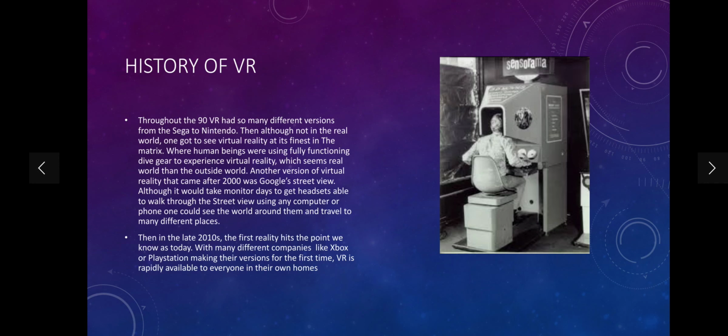Then, at the turn of the millennium, Google made their Street View, and although it wasn't used with goggles or controllers, it gave the sense that someone could travel anywhere in the world, and is now being used with goggles and controls and treadmills even to walk around the world in the comfort of your home.